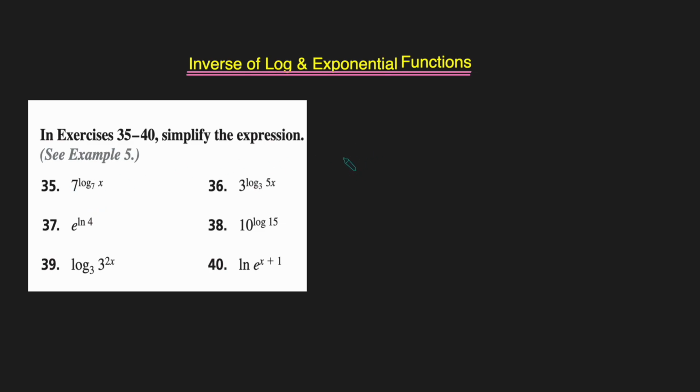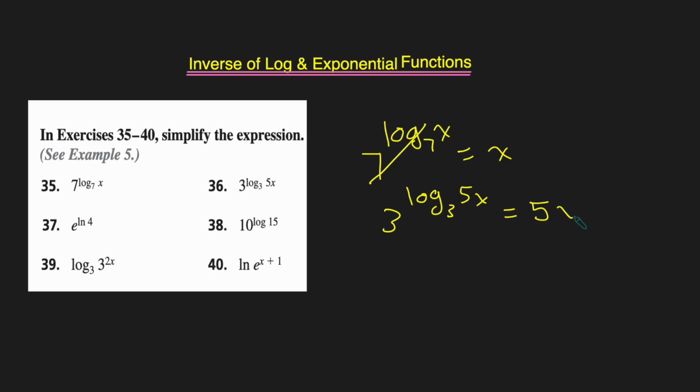Problem 35, it says 7 raised to the log of the same base of x. These are inverses, they cancel each other, so this is equal to x. Problem 36, same thing, we have 3 raised to the log of the same base, which is log base 3 of 5x. This will also equal 5x.